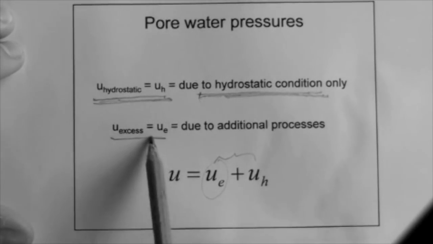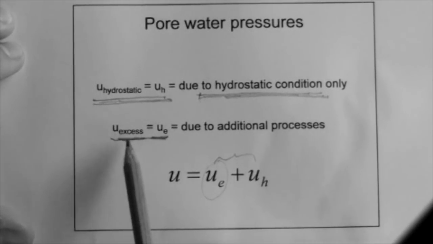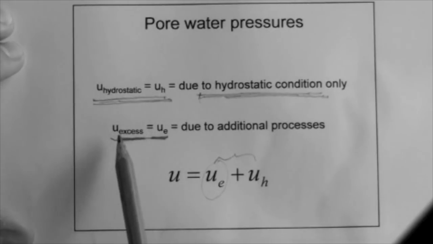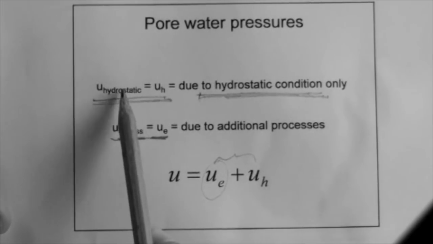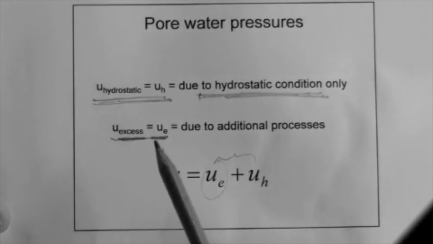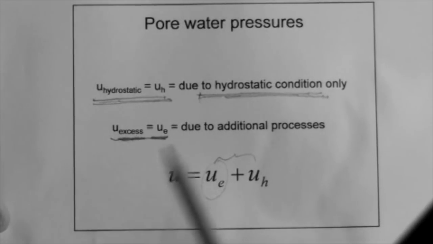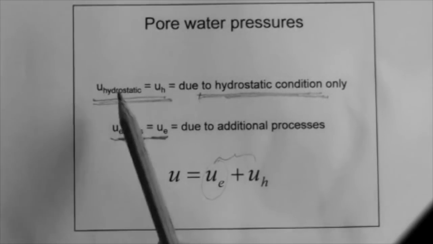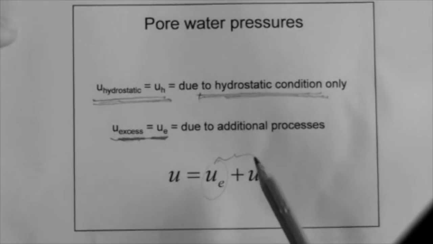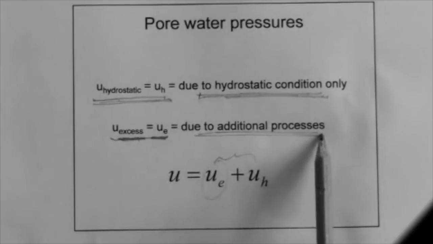This other pore pressure is called the excess pore pressure, which means in addition to. So u excess is the excess pore pressure, meaning the pore pressure in addition to hydrostatic. Hydrostatic is always there, but we may have an additional pressure that is in addition to hydrostatic. That's called the excess pore pressure, and that is due to additional processes.